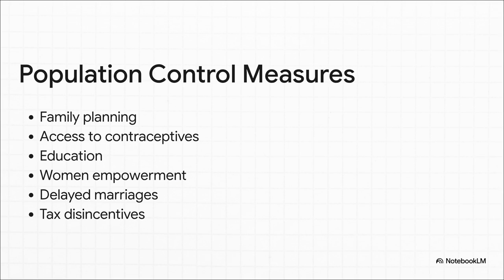Today, we have a whole toolkit to manage population. We're talking about things like access to contraceptives, better education, empowering women to make their own choices, delaying marriage, even things like tax rules that favor smaller families. These are all tools that let us actively shape what our future looks like.